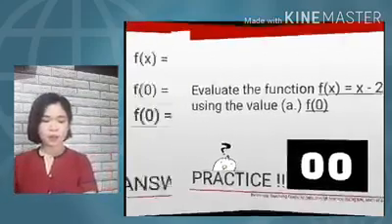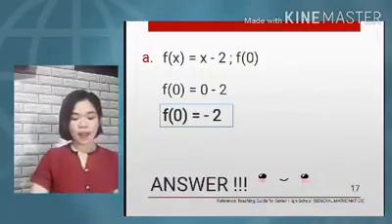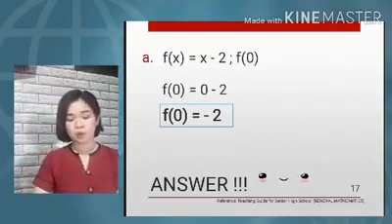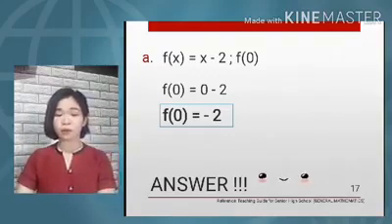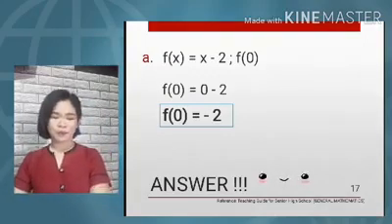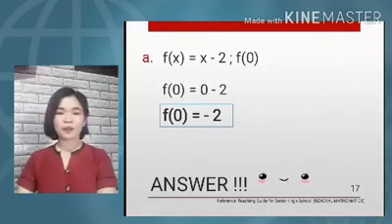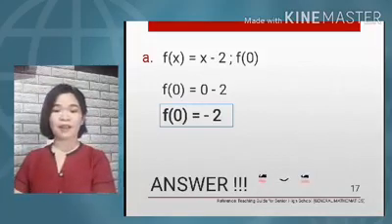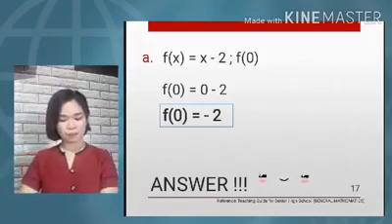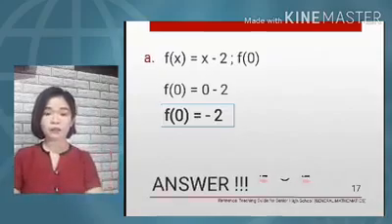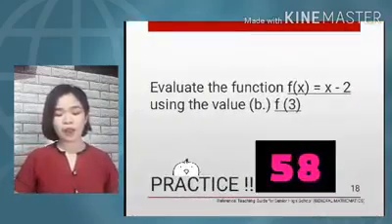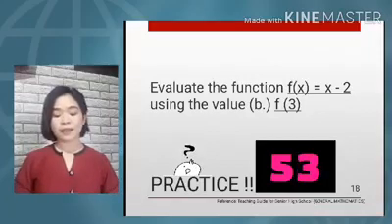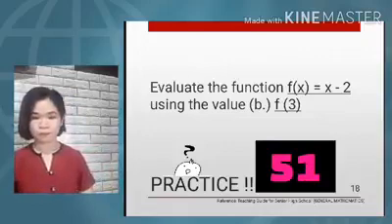Solution. When we replace the value of x, f of 0 is equal to 0 minus 2. So 0 minus 2 is equal to negative 2. If your answer is negative 2, you got it right. You are following our discussion. Next, using the same function, f of x equal to x minus 2, evaluate if the value of x is 3.